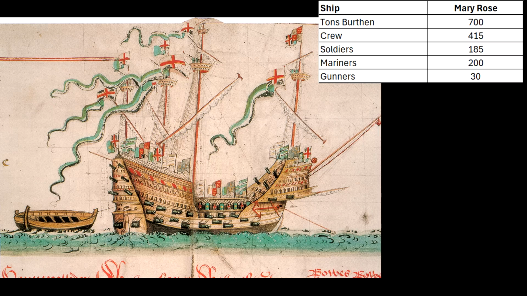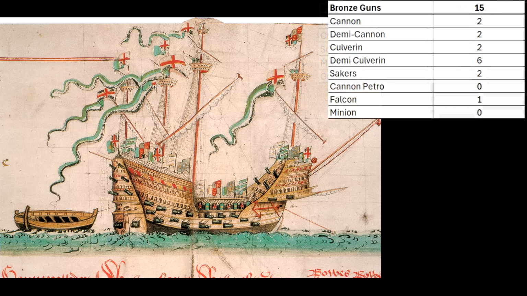It's not to say that with 185 soldiers aboard, Mary Rose was a slouch at boarding, but you will see as we go onwards that some of Henry VIII's fleet seems to be more configured for gunnery than it is necessarily for straight-up boarding actions, but it varies on a ship-to-ship basis. We only have 15 bronze guns here, 2 of almost every kind except for a battery of 6 demi-culverin and a single falcon. And interestingly, no stone-thrower cannons, which seem to be relatively uncommon in Henry's fleet.